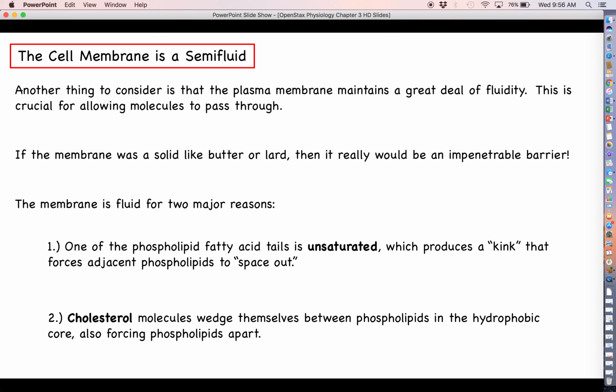The other reason is that the hydrophobic core contains a lot of cholesterol. Cholesterol molecules, a type of steroid that we talked about in chapter 2, do the same sort of thing. It wedges itself in between fatty acid tails of adjacent phospholipids and spaces them out even more, keeping the membrane even more fluid. So yet another reason why we should not just automatically conclude that cholesterol is a bad thing. We need cholesterol for two reasons. We need it because it is the starting material for synthesizing steroid hormones, and we need it for this reason too. It's a critical component of the plasma membrane.